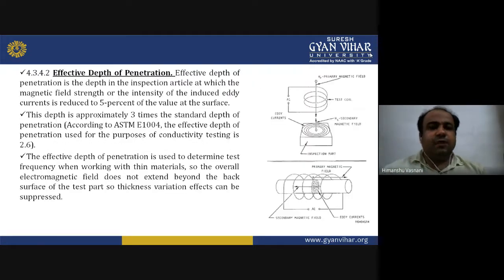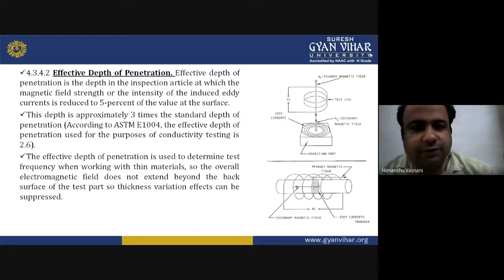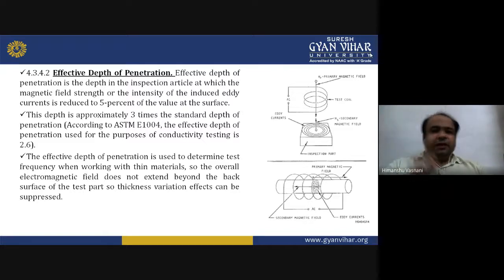Now, effective depth of penetration. The effective depth of penetration is the depth in the inspection article at which the magnetic field, or the intensity of the induced current, is reduced to 5% of the value at the surface. This depth is approximately 3 times the standard depth of penetration.